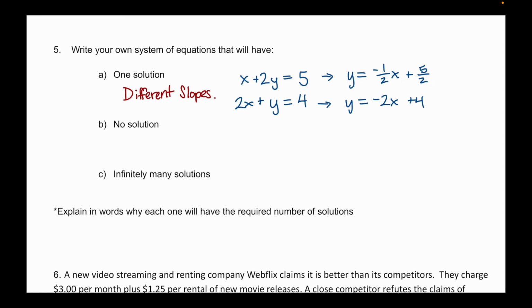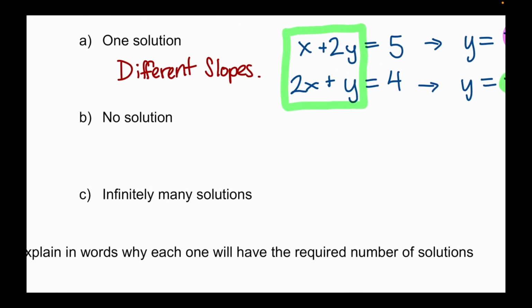So you can see from here that they have those different slopes, -1/2 and then -2. The way we can kind of see it here is by looking at the coefficients on our x and on our y. And since those are kind of opposites here, we know they're not really going to be the same. But I'll show you a better example of that when I talk about no solution.